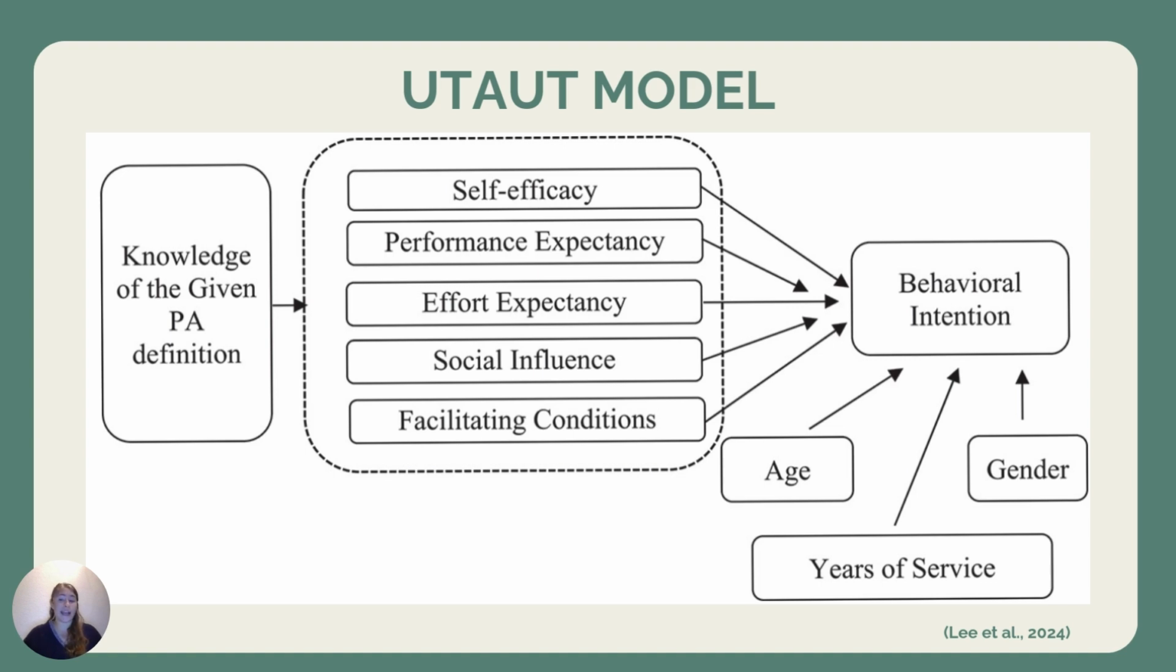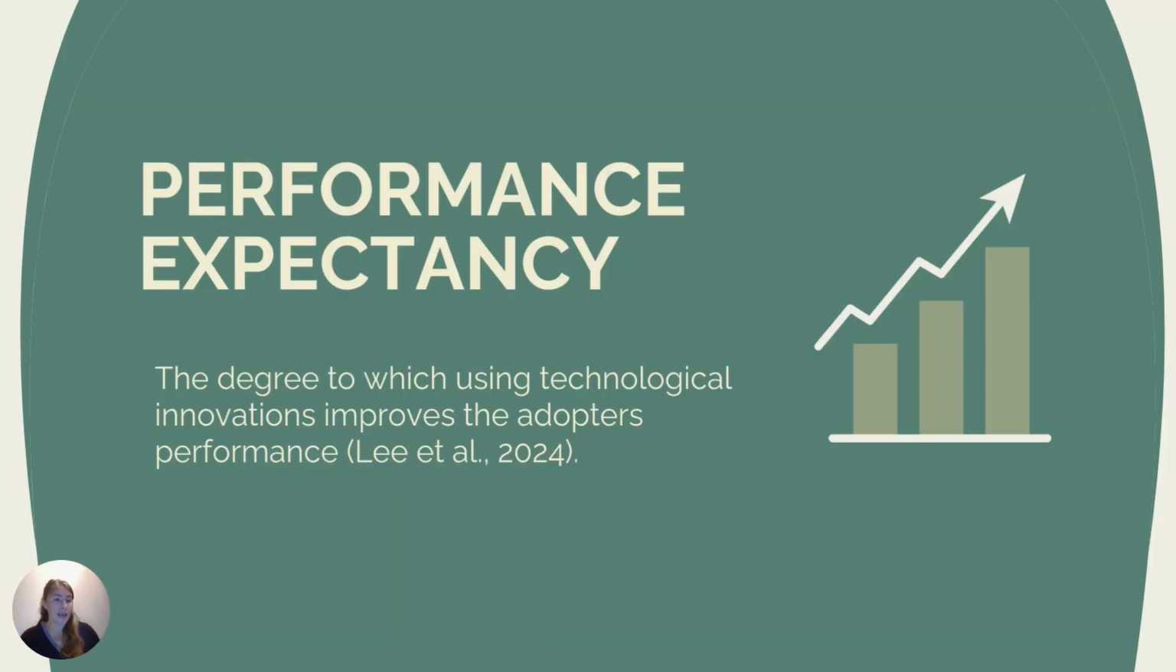Specifically for today, like I said earlier, we're going to be diving into the performance expectancy. I know I touched on it a little bit previously, but the performance expectancy is the degree to which using a technological innovation improves the adopter's performance. So all this goes to say that basically an innovation or technology helps improve what the user is maybe already doing, or it makes their life or performance or whatever they may be doing better than what they currently have been doing.